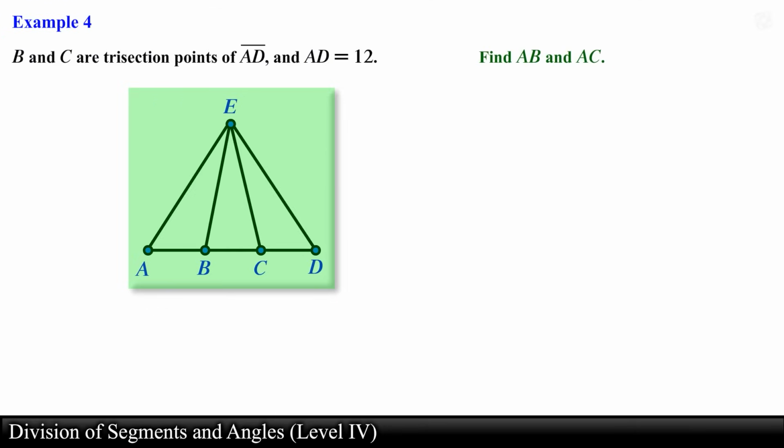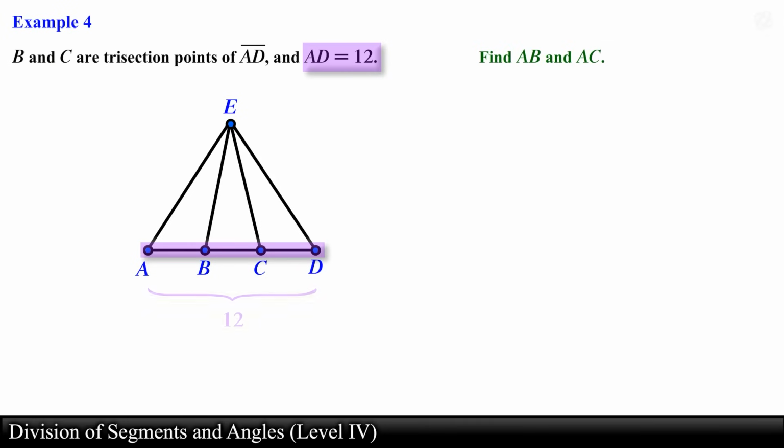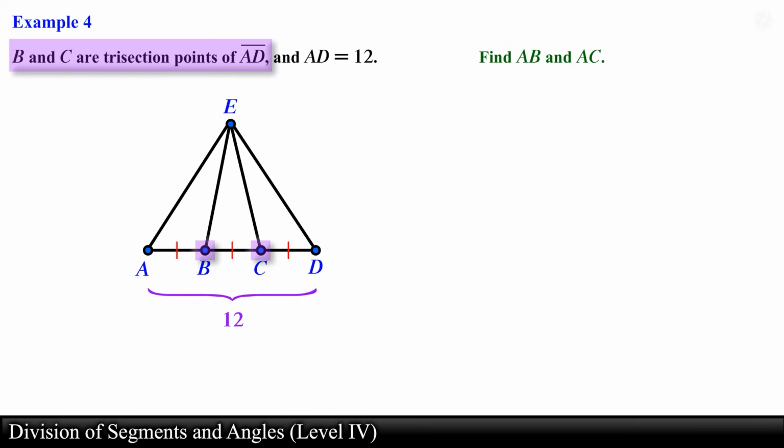We are first going to label the diagram with all the given information. In this case, the length of segment AD is equal to 12. We will also mark segment AB, segment BC, and segment CD with single tick marks, since point B and point C are trisection points of segment AD. Recall that trisection points split a line segment into 3 congruent segments. Now that we have labeled the diagram, we can go ahead and start solving for the length of segment AB and segment AC.